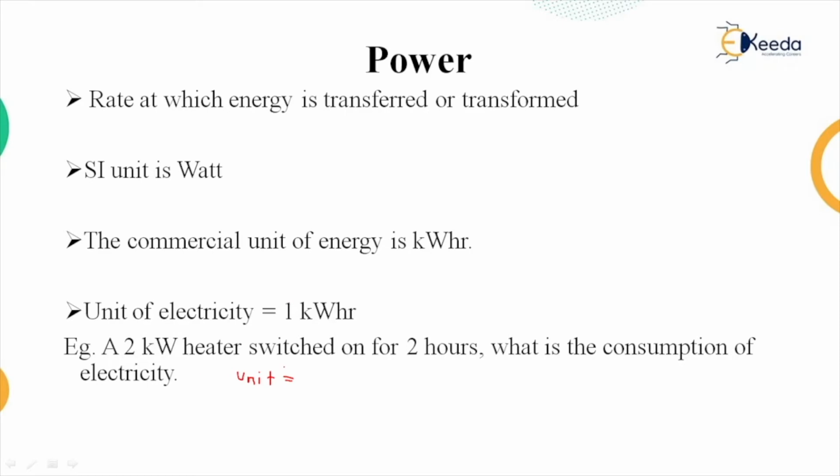So we have to multiply the 2 kilowatt. We require the load in kilowatt and time in hours. So we multiply load, which is already given in kilowatt, and time, which is already given in hours. So 2 into 2 equals 4. So here it is 4 units, the 4 units consumed by the load. So our meter will show 4 units when a 2 kilowatt heater is switched on for 2 hours.